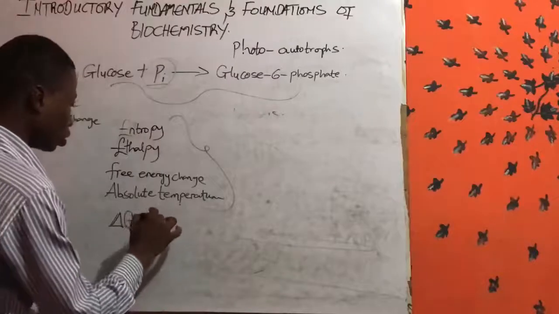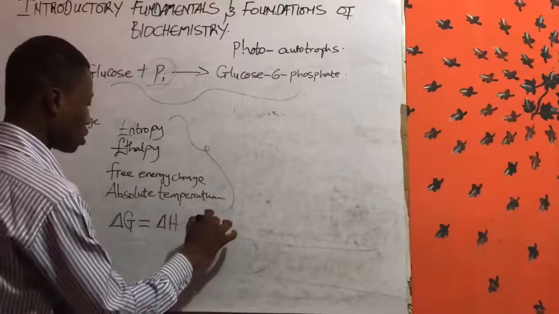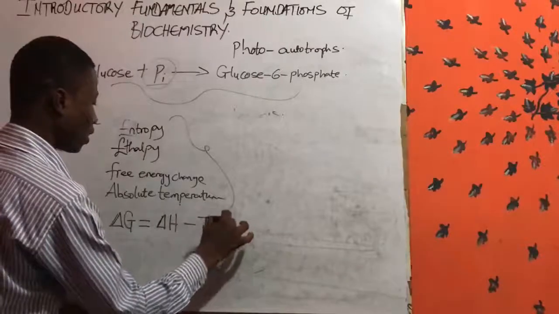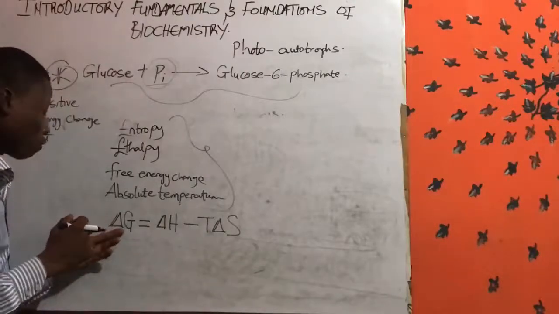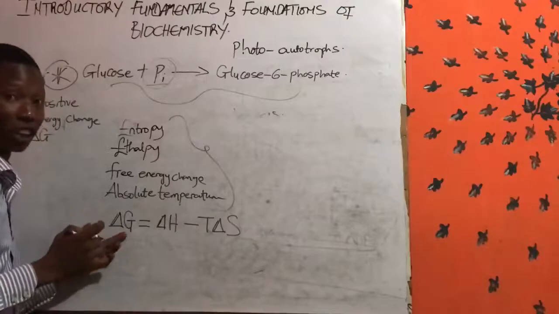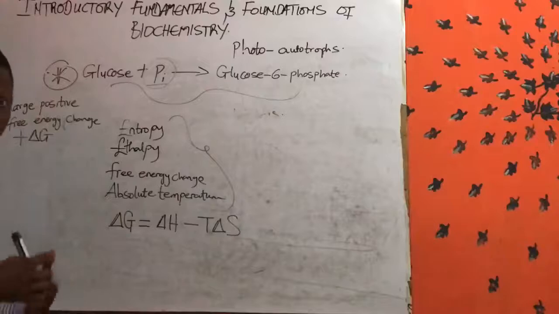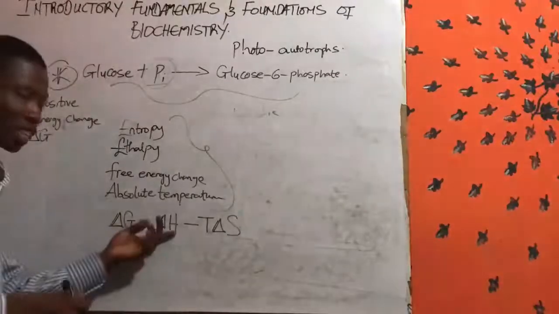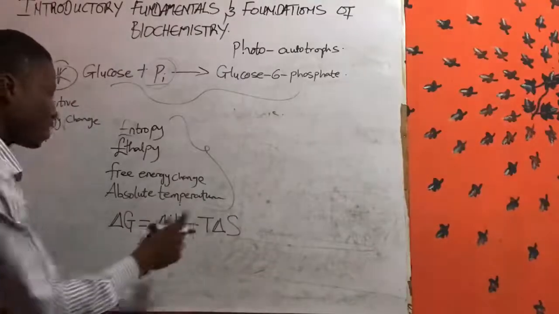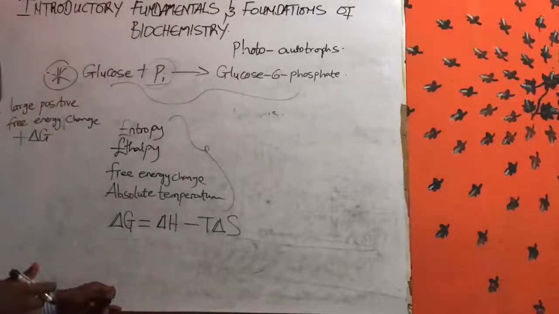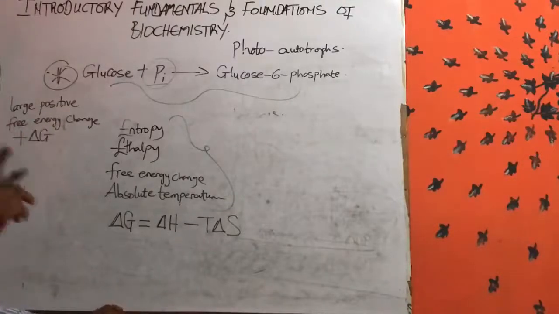equals delta H minus T delta S, where my delta G is my free energy change. I defined free energy change earlier on as the potential energy which a chemical system possesses to do work. Okay, my enthalpy, that is the heat energy change in a chemical system. My T is my absolute temperature. Absolute temperature means your degree of temperature in Kelvin.